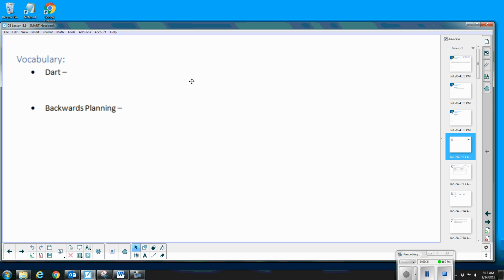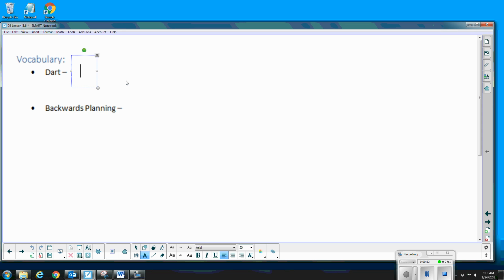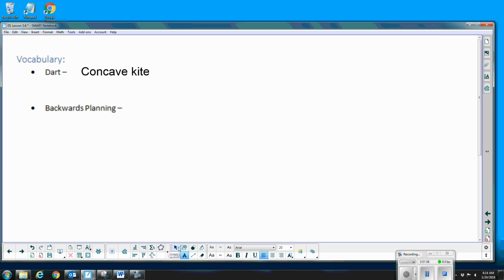The first one is dart. And so already we've worked with convex polygons, especially quadrilaterals in this lesson. So we've worked with rectangles and squares and kites and rhombuses, but a dart has similar properties to a kite, but it's a concave polygon. And so on your note sheet, you can see actually an image of a dart.